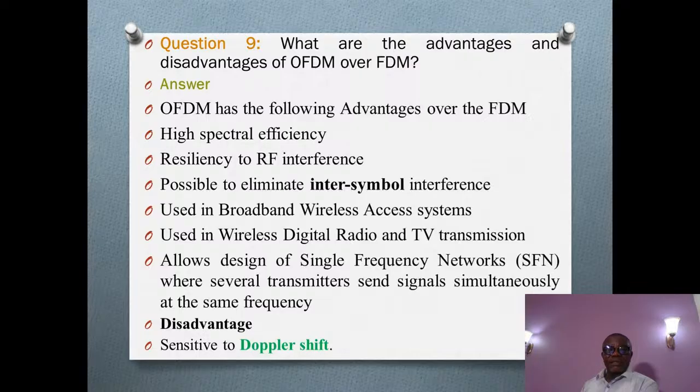But it has a disadvantage of being sensitive to Doppler shift. In future, we will also look at this Doppler shift in full, more especially when we will be treating radar systems.